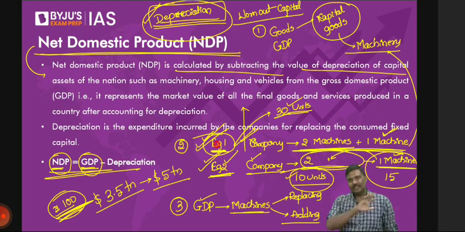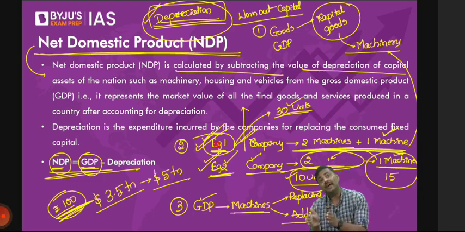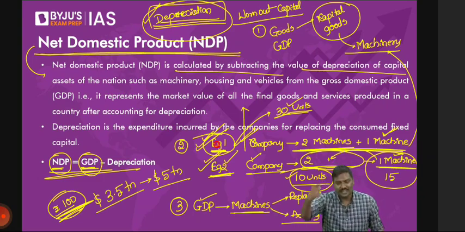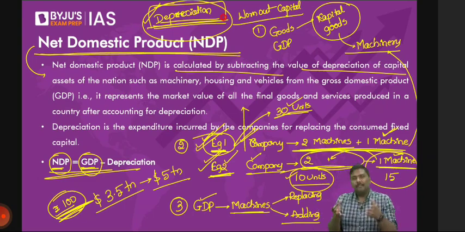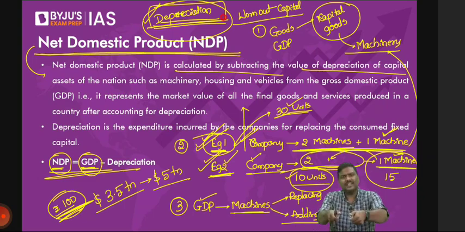From 1 year to next year, what happens in the economy is certain expenses are incurred to replace existing capital. That expenditure that is incurred to replace existing capital is referred to as depreciation. And what does depreciation represent? Part of the GDP. Simple. Depreciation represents part of the GDP that is replacing existing capital, not adding to the existing capital.